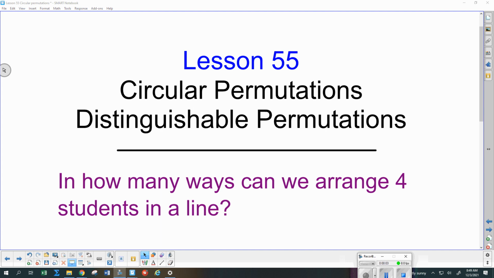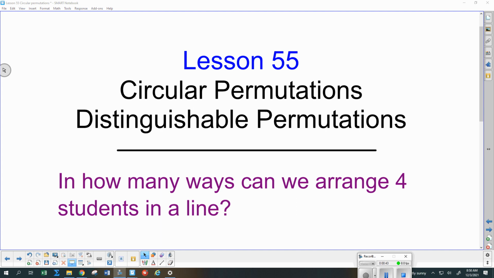Lesson 55, we cover some additional types of permutations. We have so far done permutations where we put things in a line, in a row, and we've done ones where we put certain conditions or restrictions on some of those places. Today we'll talk about what happens if we put them in a circle, or what happens if we have some that look exactly alike, so we can't tell them apart, and we want to know how many ways there are to arrange them that actually look different. Those will be called distinguishable permutations.